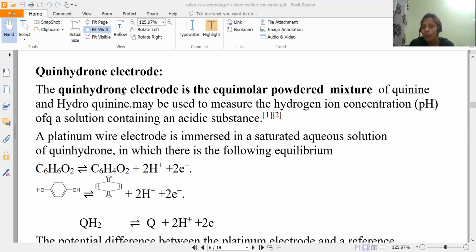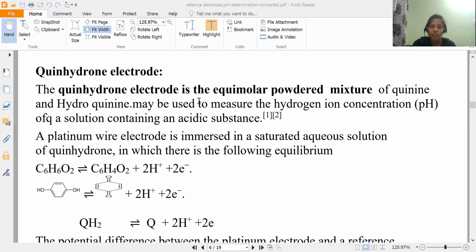But the quinhydrone electrode does not have any structure and it is not available in the metallic form. It is available in the powder form. It is not available in the metallic form. Remember this: the quinhydrone electrode is available in the powder form in the laboratories.